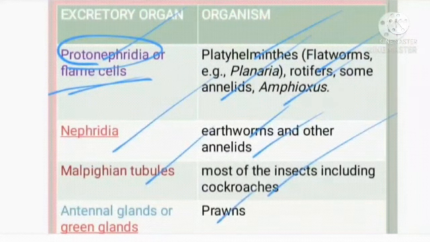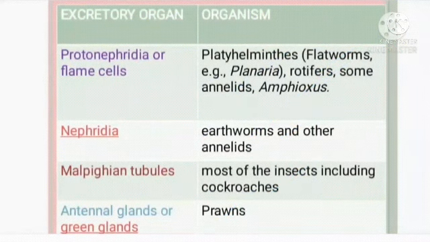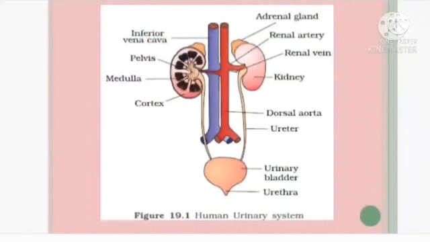In prawns, antennal glands or green glands are present in the antenna. So they are acting as what? The excretory organs. So in this you just learn the types of excretory organs which the organisms possess. Okay. Now moving on to the excretory system, the human urinary system.